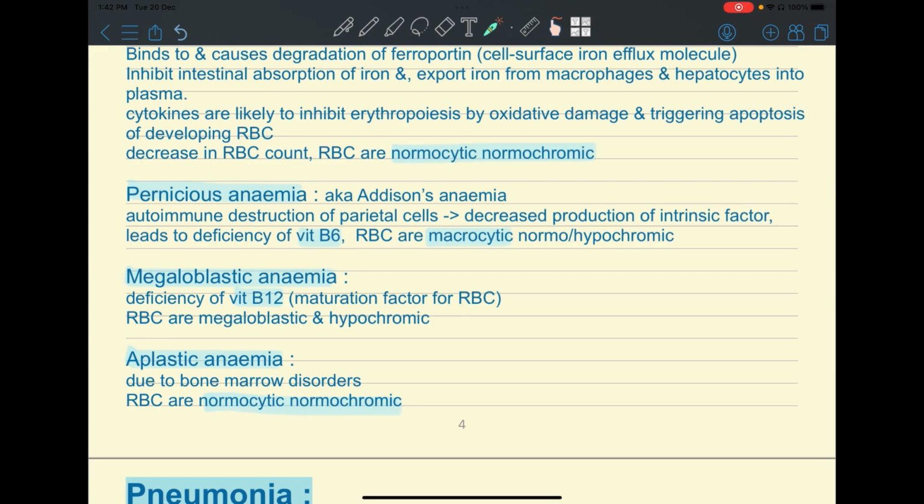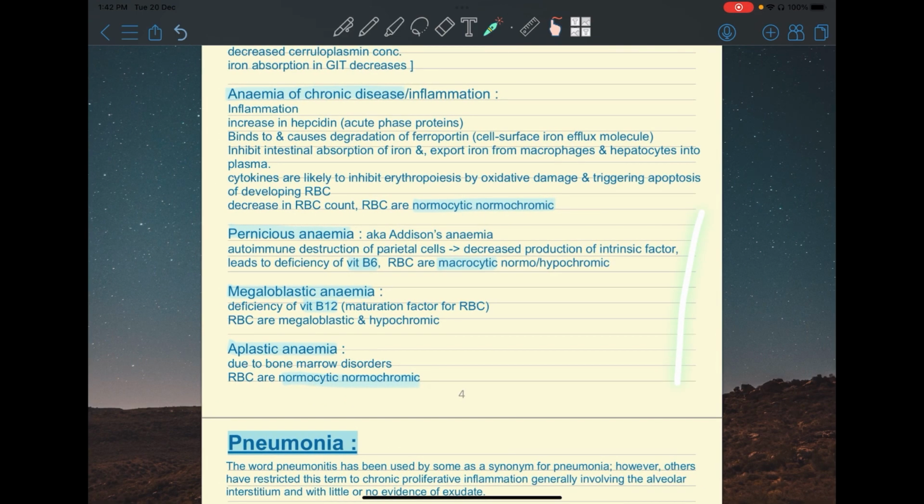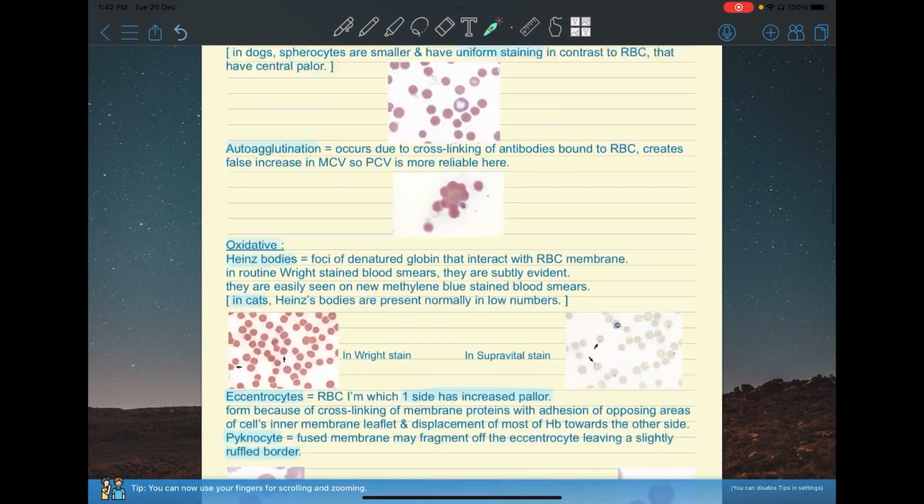Then at last we have aplastic anemia. It is due to bone marrow disorder. So the bone marrow is not able to form RBC. In this case, RBC are normocytic and normochromic, so they appear normal, but TEC, total erythrocyte count, is less. Okay, so this is it for anemia.